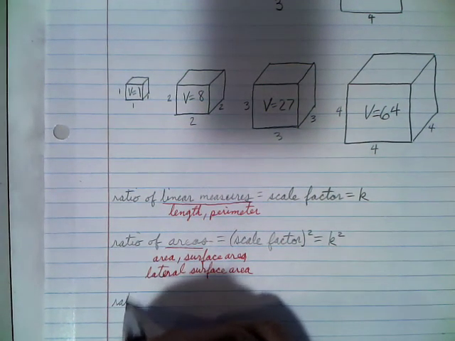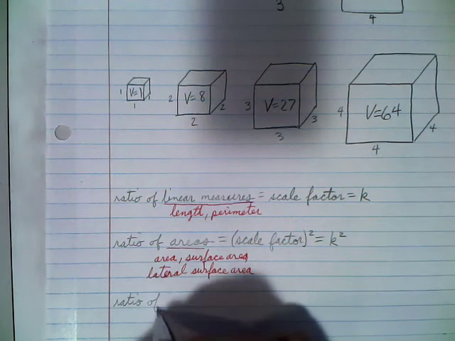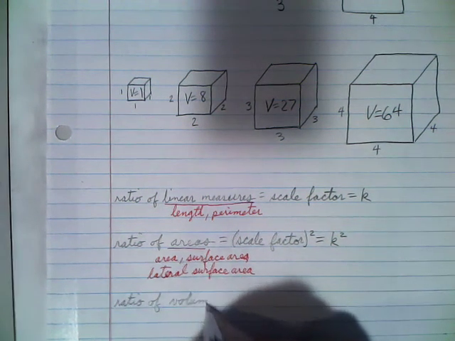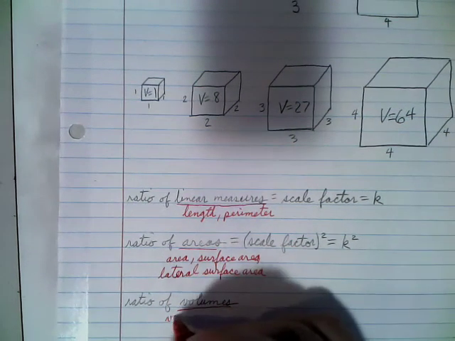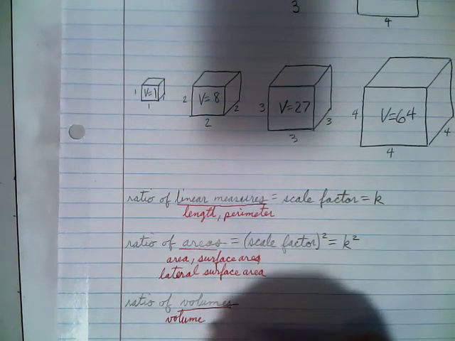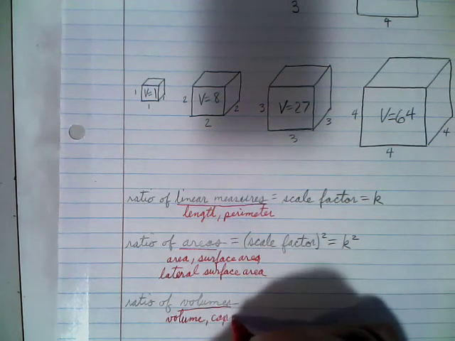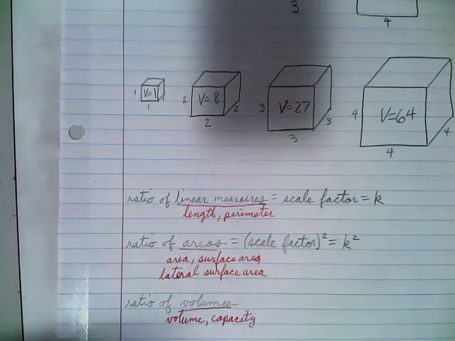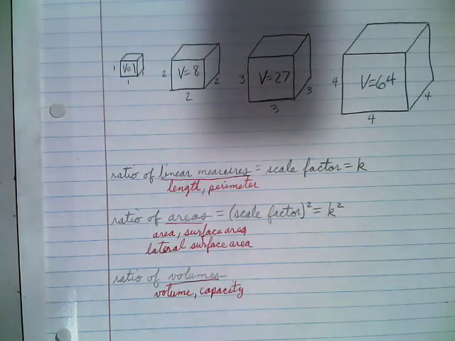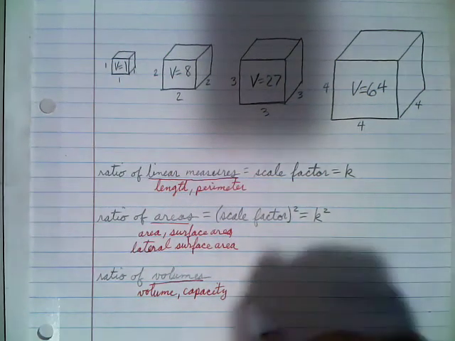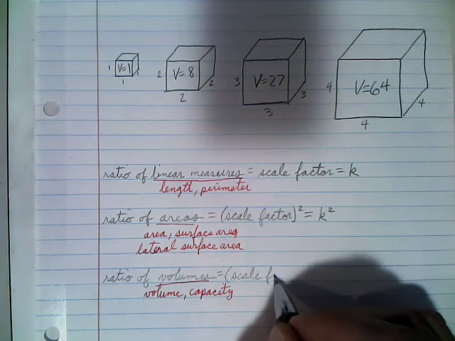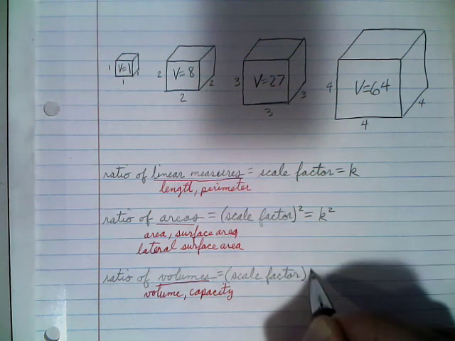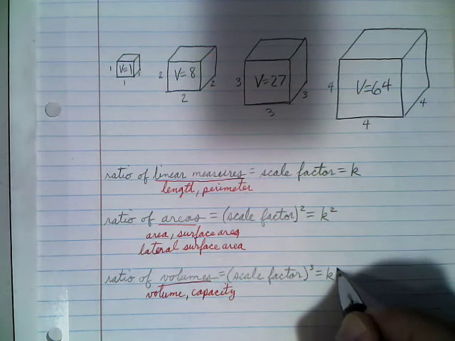And then finally, ratio of volumes. When we talk about volumes, obviously volume, but also anything to do with capacity. So gallons and quarts and pints are all related to volume. So when it comes to volume, we are going to take your scale factor, and since it is a 3-dimensional measurement, you're going to cube it, or K cubed.